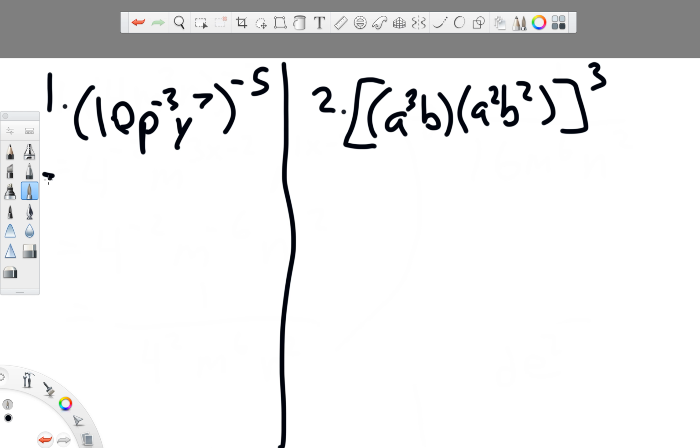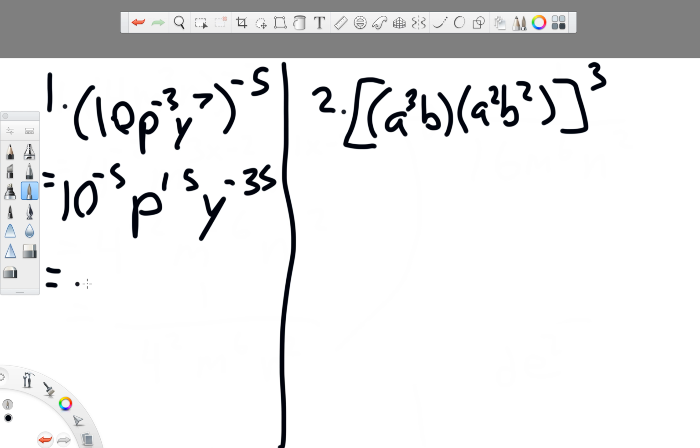Okay, so let's solve this. We'll do it one step at a time. We'll apply the negative exponent to all of these terms. So 10 to the negative 5 times p, it's going to be negative 3 times negative 5, so it's going to be p to the 15. And y, 7 times negative 5, that's negative 35.